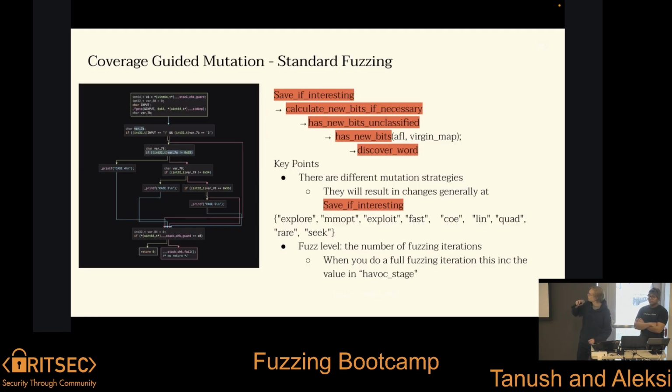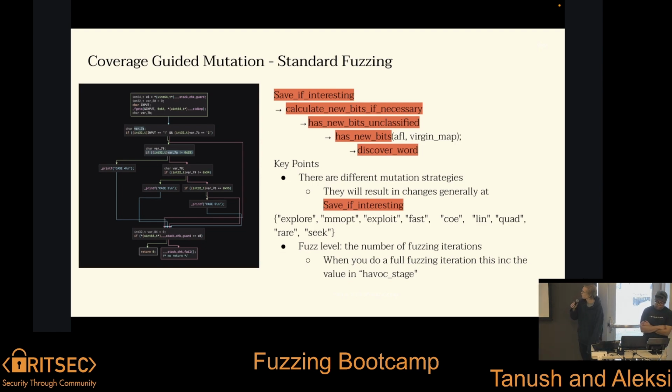Okay, so the orange part here is highlighted. It describes the logic for what AFL++ does when it finds an interesting program and saves it. It calls save if interesting, which will call calculate new bits if necessary, which will compare the current execution path against a global map of all the paths found so far. And then it looks at whether it has any new bits, and if it does, it will save that program to the input queue or the corpus. If it doesn't, it'll just continue.